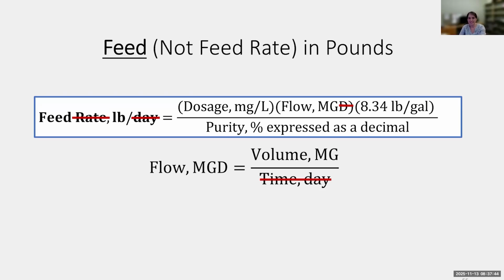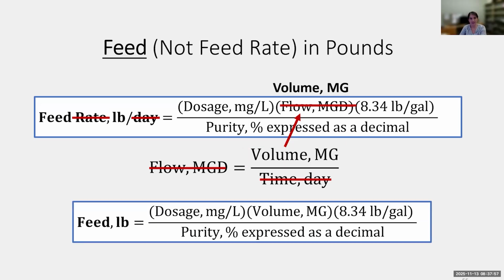Well, if we do that, it's not a flow rate anymore, right? It's just volume. So we can replace that flow portion of the equation with volume in millions of gallons. So then what we would get is feed in pounds equals dosage in milligrams per liter times volume in millions of gallons times 8.34 pounds per gallon divided by purity percent expressed as a decimal.